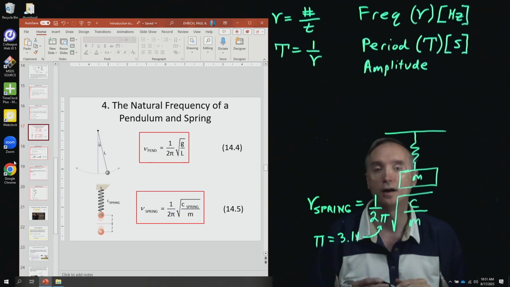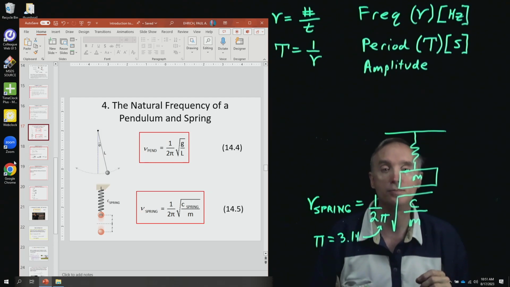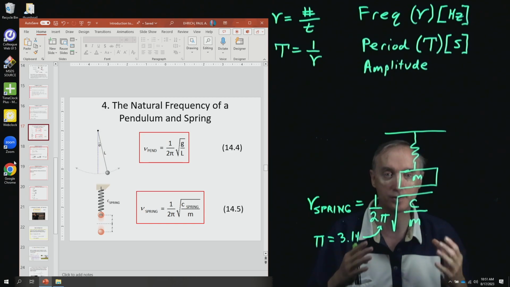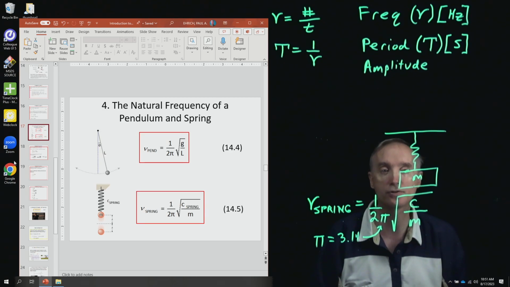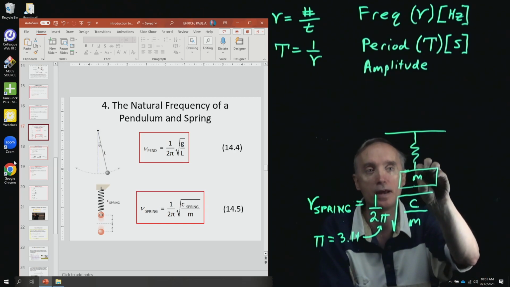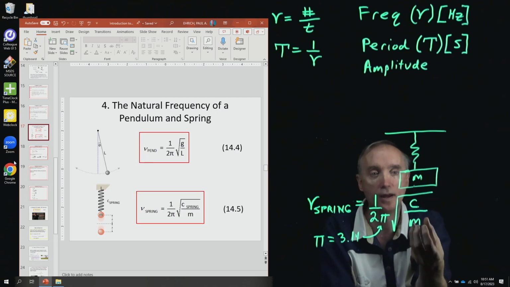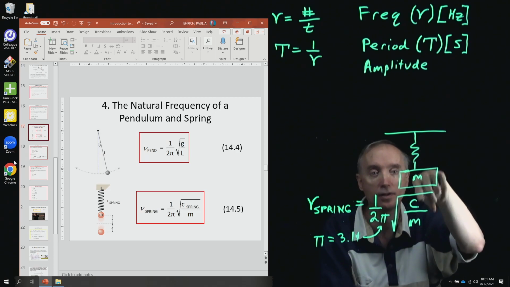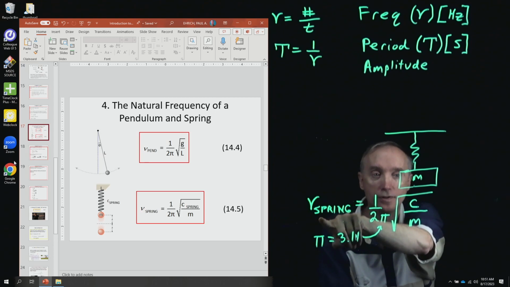Now on the exam, you need to be able to answer 2 kinds of questions. One is a conceptual type question that really doesn't involve too much mathematics. And then the second kind of question is a math problem. So let's start with the conceptual question. So we said that we have this mass M. We're going to pull it down, let it go, and it's going to oscillate with a certain frequency.